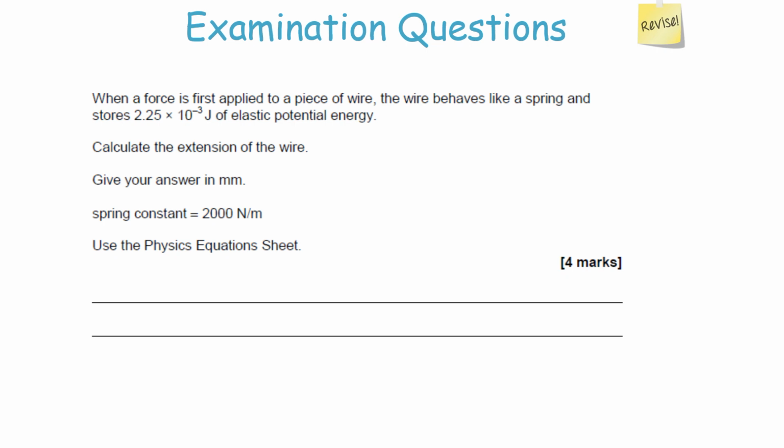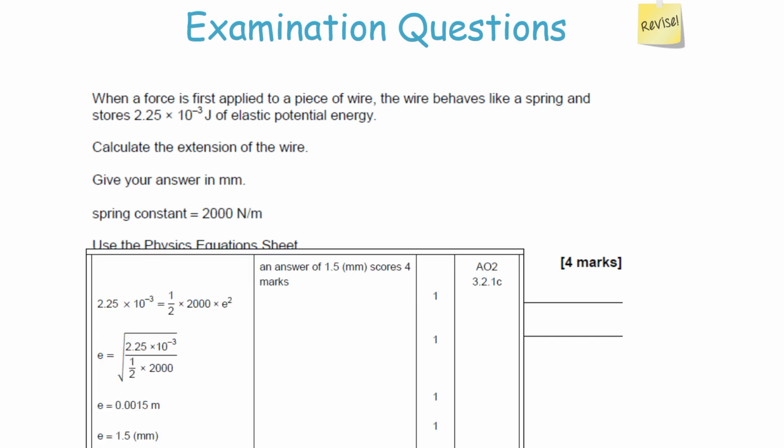So what you can do is, we know what the energy is from the question, 2.25 times 10 to the minus 3. We know what the spring constant is, 2000, so we can pop those numbers into the equation and have E as our unknown. Now it's then important, we can then rearrange this to make E the subject. As shown on the screen, you can see it has been rearranged to make E the subject.